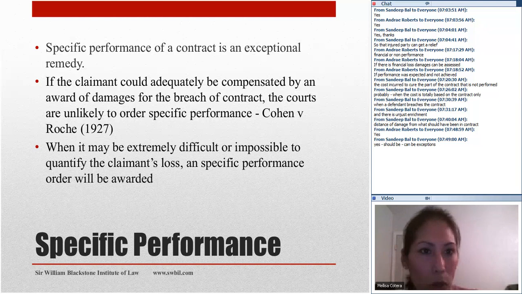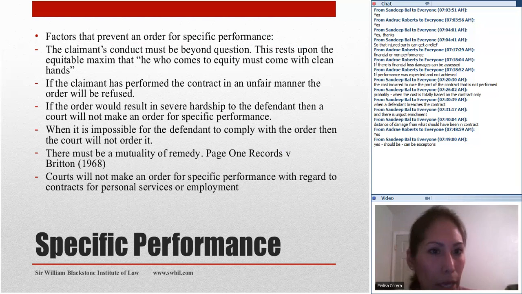The first one is that the claimant's conduct must be beyond question. This rests upon the equitable maxim that he who comes to equity must come with clean hands.